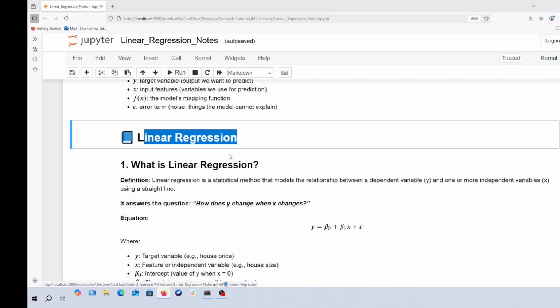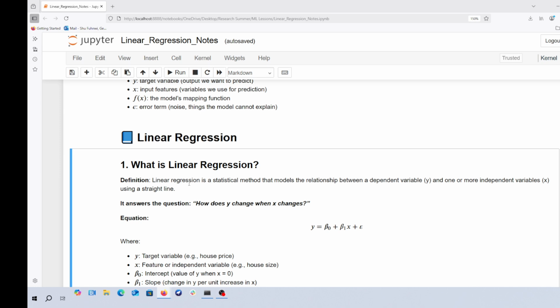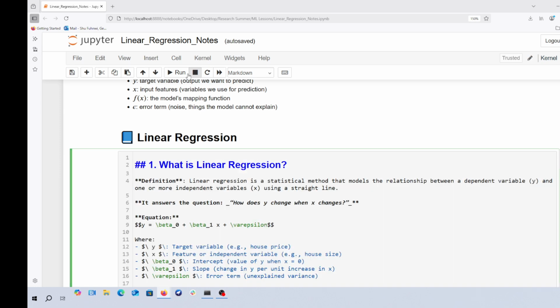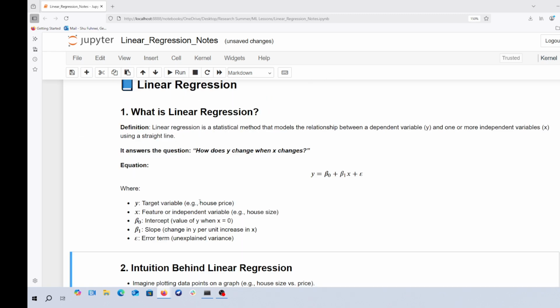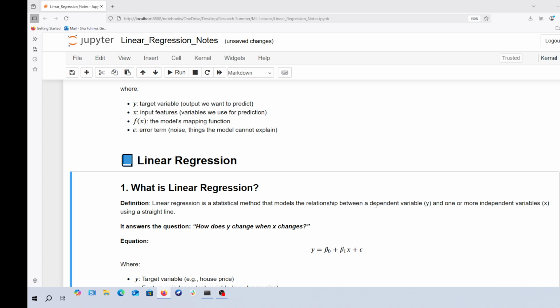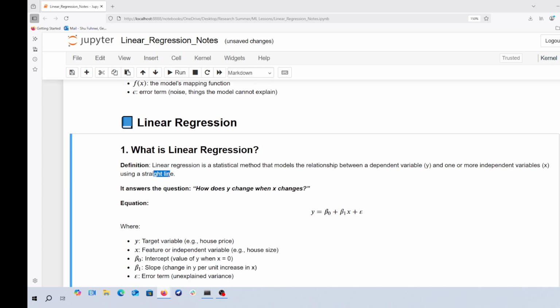So the first kind of supervised learning we are going to be starting with is what we call linear regression. Linear regression is used not only in machine learning, it is a statistical technique which models the relationship between a dependent variable, which is like that target variable I did mention, and one or more independent variables, which is the x, using a straight line. This straight line should simply tell you that linear regression can only work for problems where there is a linear relationship between that dependent variable, which is the target variable, and the different input variables.